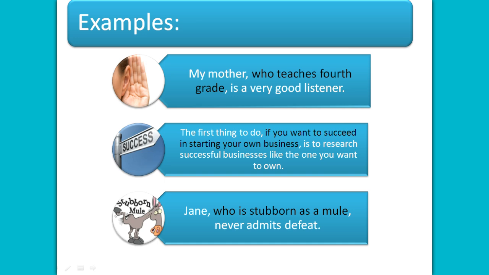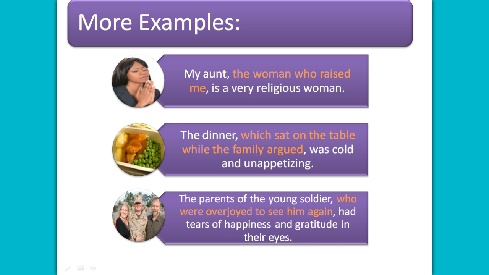Jane, who is stubborn as a mule, never admits defeat. The independent clause is Jane never admits defeat. That makes sense all by itself. The dependent clause, who is stubborn as a mule, has the subject who and the verb is, but it does not make sense by itself. Here we have it interrupting the sentence to tell us more about Jane. Here are some more examples, simply because these are difficult.